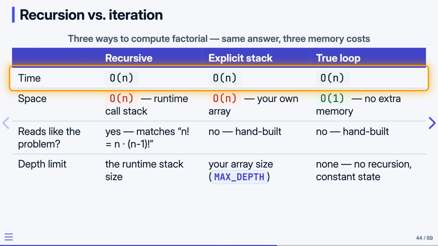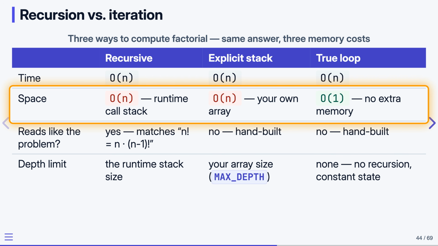Let's compare three ways to compute factorial: recursive, explicit stack, and a true loop. In time, all three are big O of n, they do the same amount of work. The difference is space. The recursive version uses big O of n on the call stack. The explicit stack version uses big O of n in your own array. But a true loop needs only big O of 1, no extra memory at all.